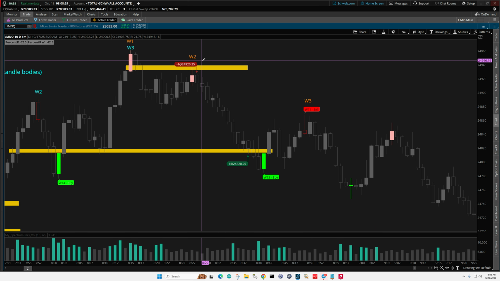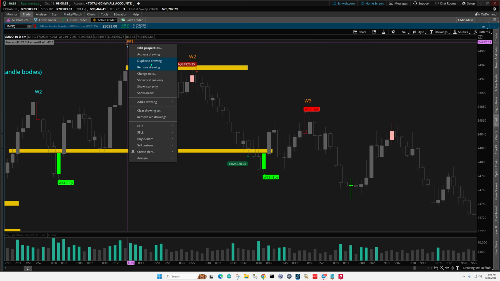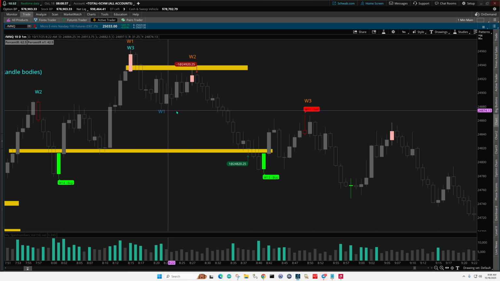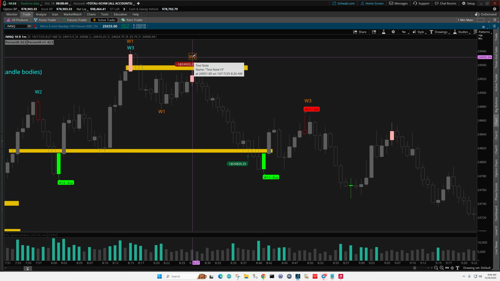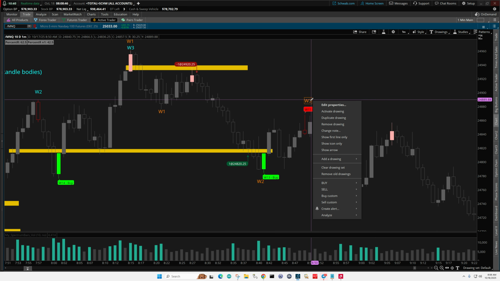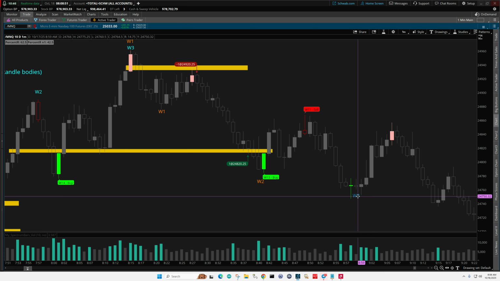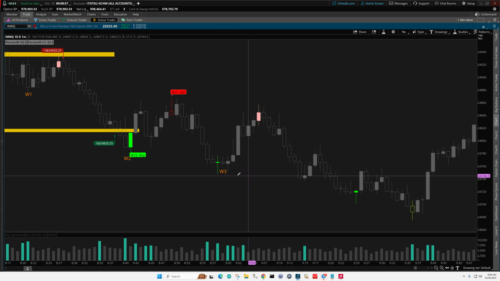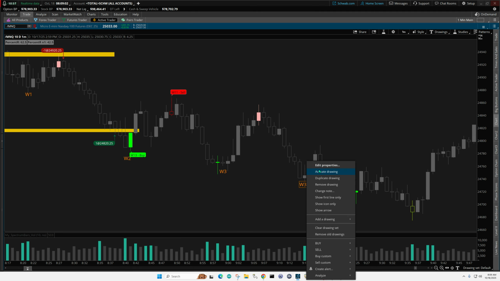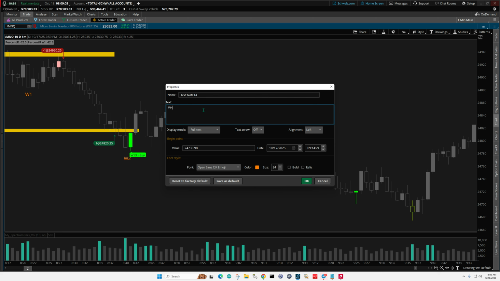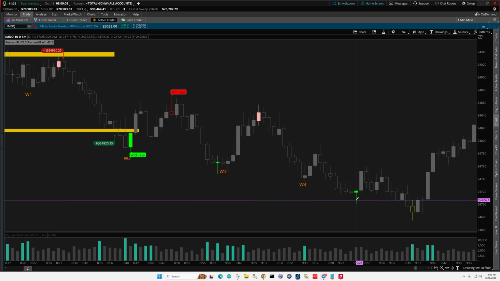And this, actually, I need to document the bottoms. So this wave 1, wave 2, wave 3, wave 4, and wave 5.